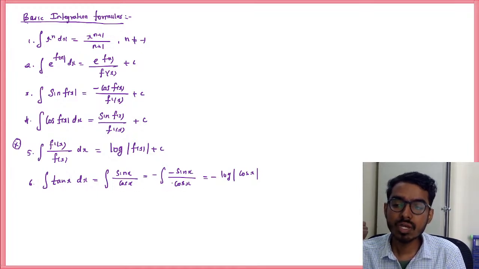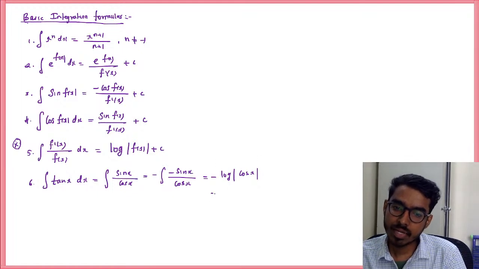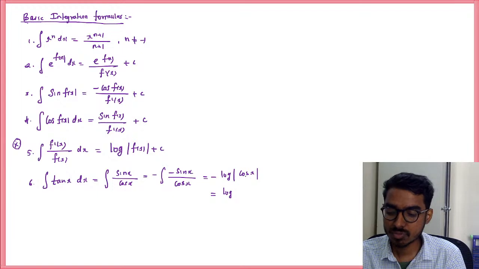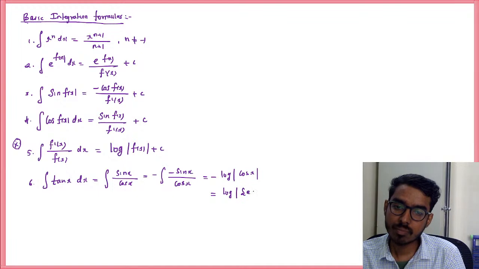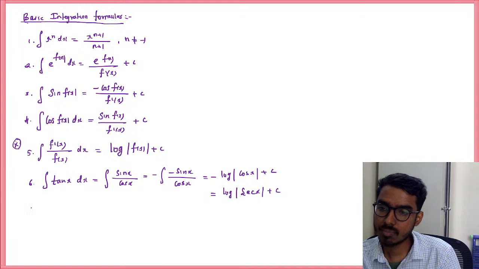Is it clear? I have written tan x as sin x by cos x. In order to use the fifth formula, cos x's derivative is minus sin x, but we don't have minus here, so I'm writing this as minus minus. Let us keep this minus as it is, and use the formula integration of f dash of x by f of x is log mod f of x. Here f of x is cos x. You can also take this minus to the power, and write cos power minus 1 as 1 by cos x, which is secant x. So I can also write secant x plus c. Both are fine, you can use any of the formulas.